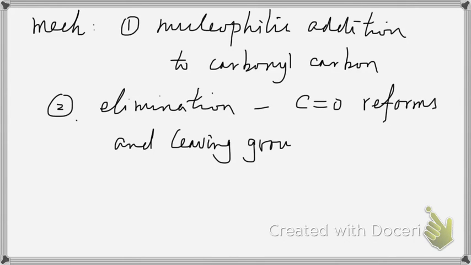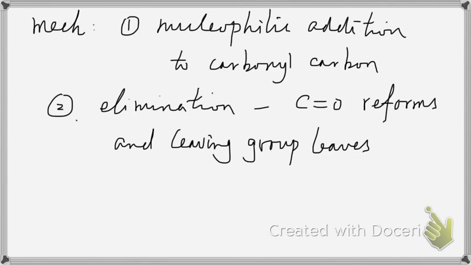The second step in the nucleophilic acyl substitution is elimination. This is different from the reaction involving aldehydes and ketones. In the elimination, the C=O double bond reforms, the carbonyl reforms, and a leaving group leaves.